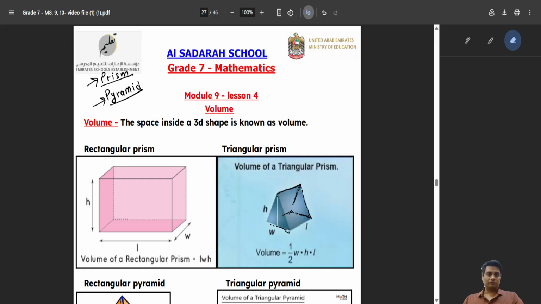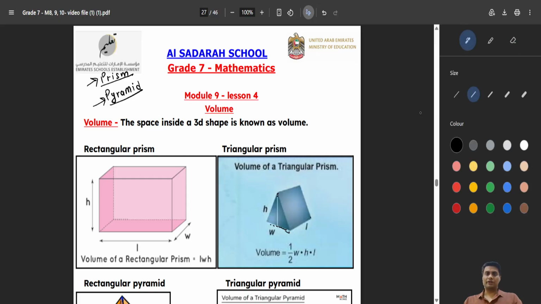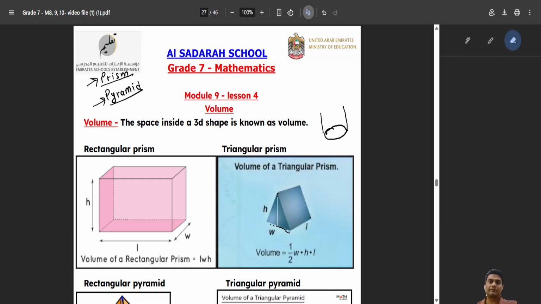Now, is there any other example of prism? We can make a circular prism also. How? Check. If I have a circle at the top like this, for example, any box, the round box that you have at your house, see, it is circular from the top also and it is circular from the bottom also, right? So this is a circular prism. We call it a cylinder. So this is prism. I hope you understood what is a prism.